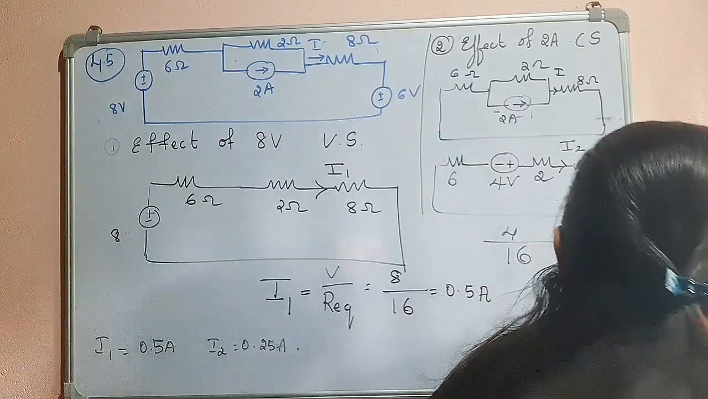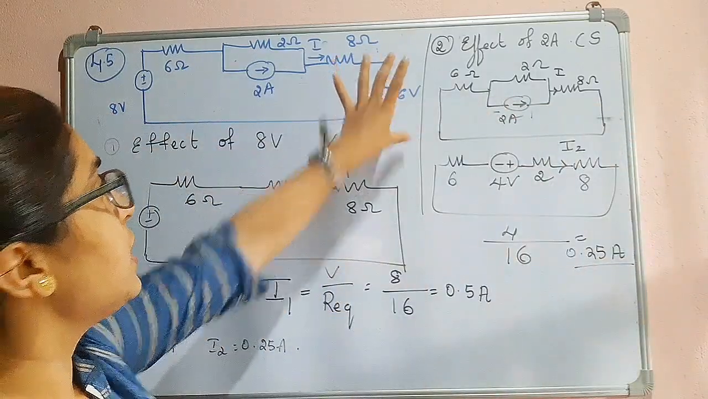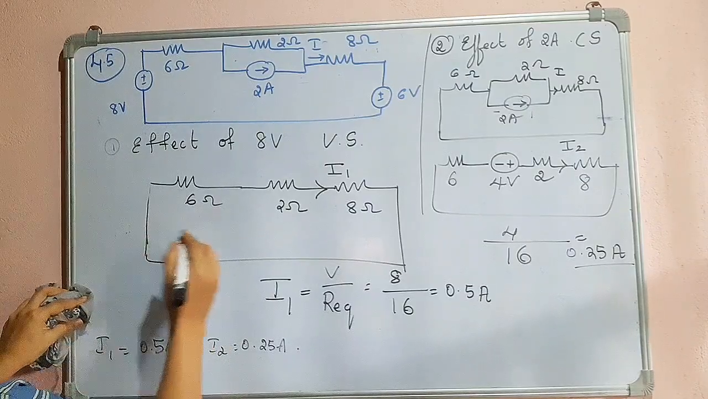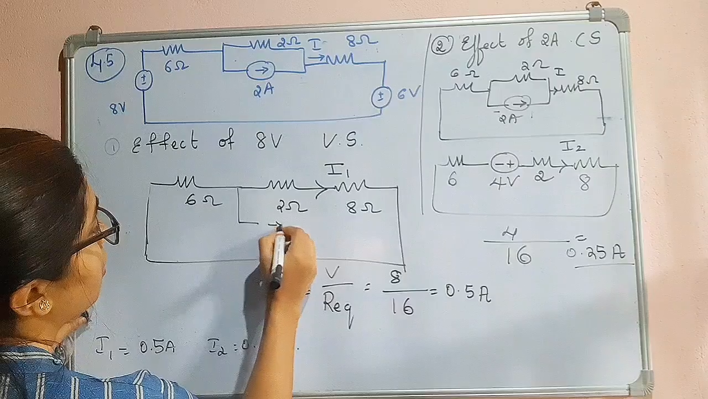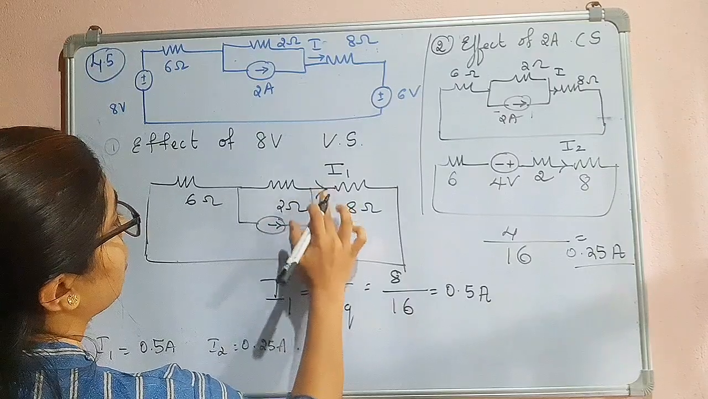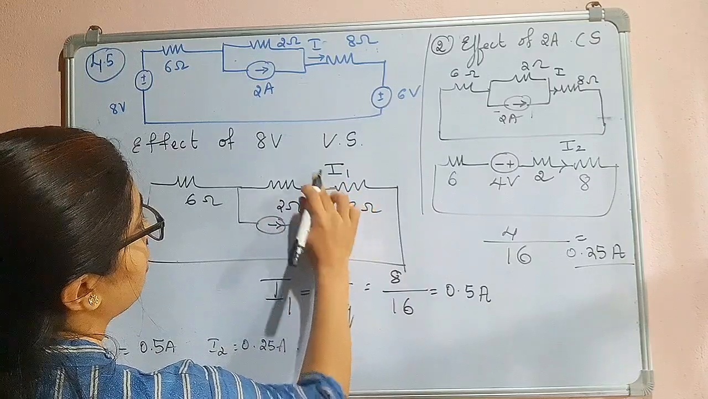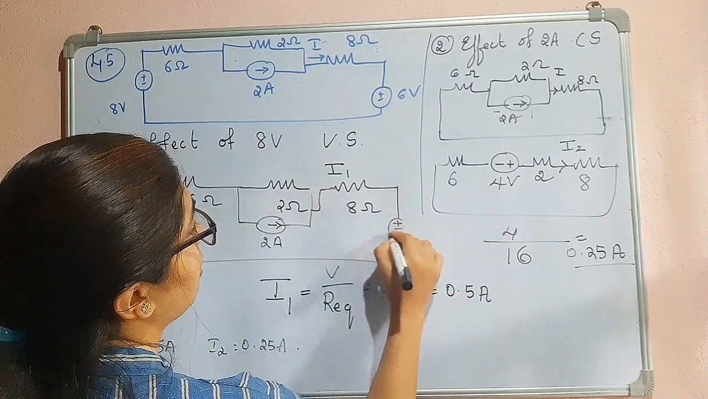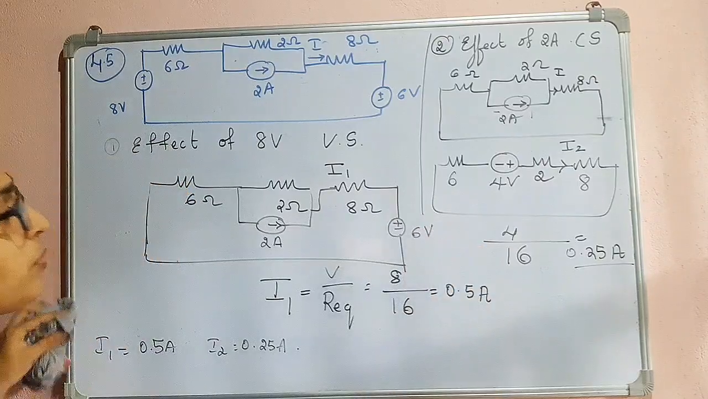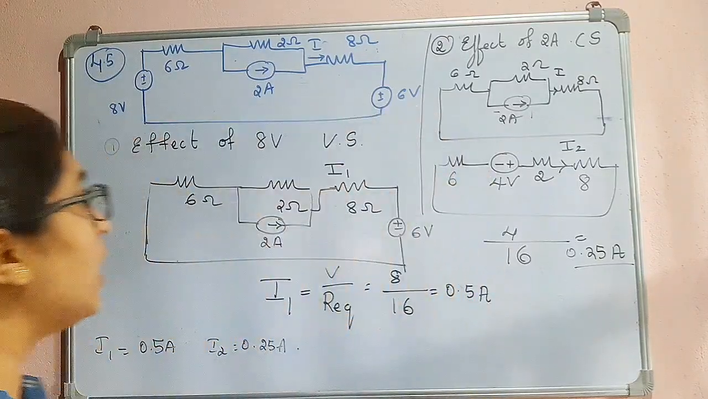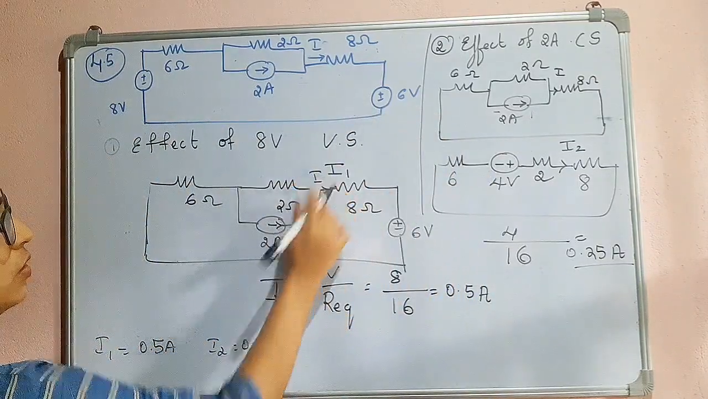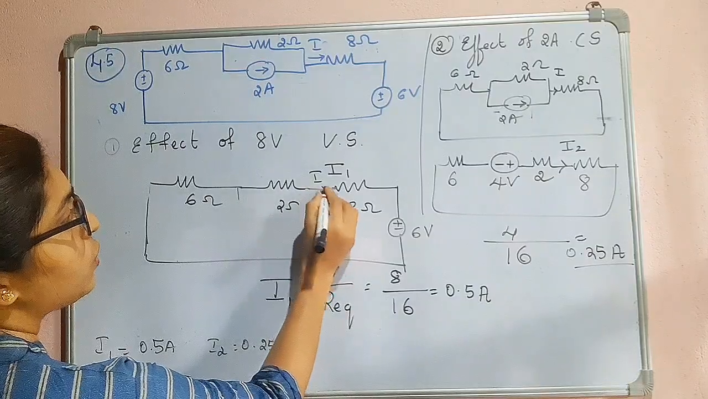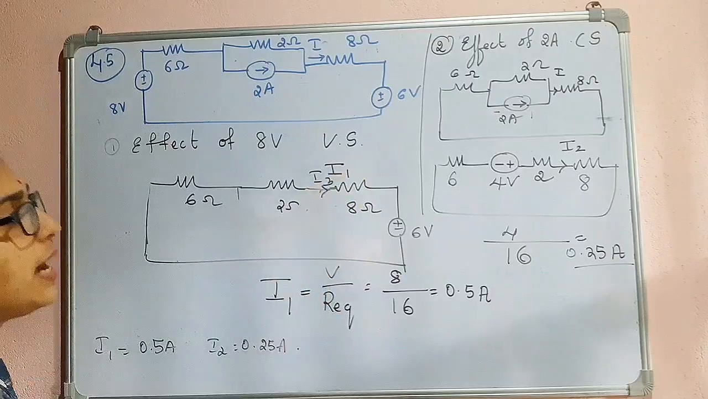Now we will consider the effect of the 6 volt source. That means this one will be shorted. This is 2 ampere. This is 6 volts. Now we have to find the value of this current. This one will be opened, so no effect, and we can write it as it is. I will take this as I3.